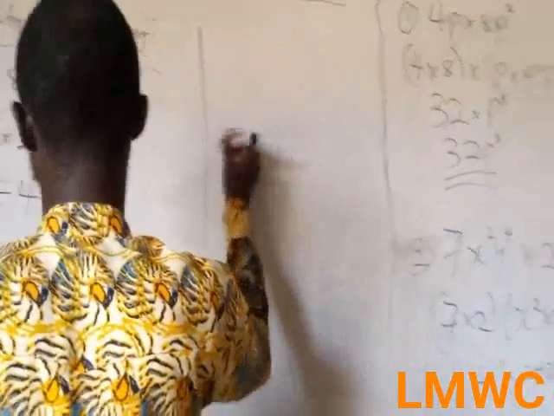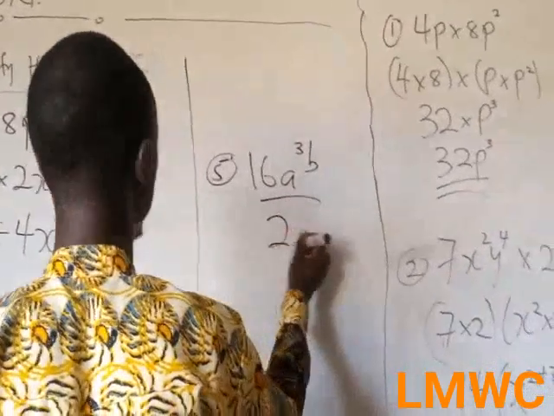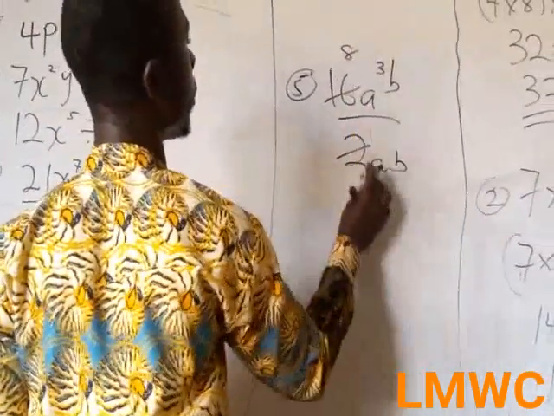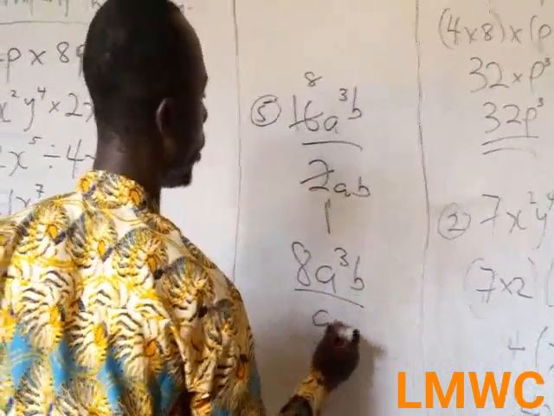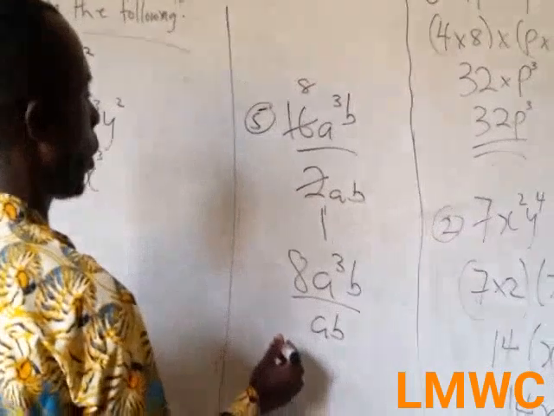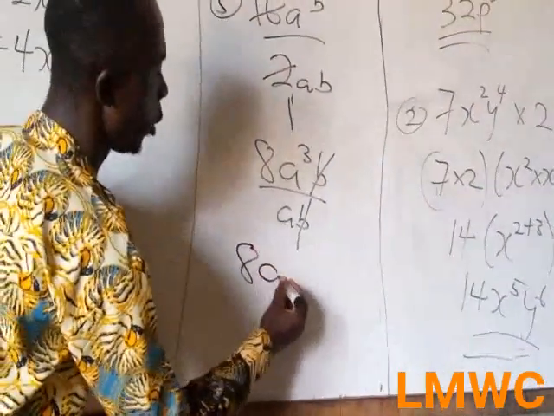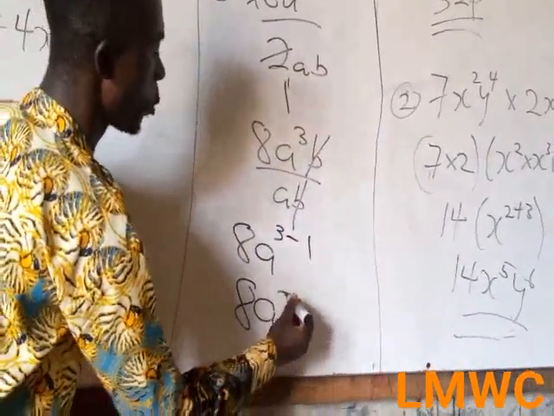The last one. 16a^3b over 2ab. 2 goes here 1, 2 goes here 8. So it's 8a^3b over ab. So this will cancel this. This 8a^(3-1). So we have 8a^2.